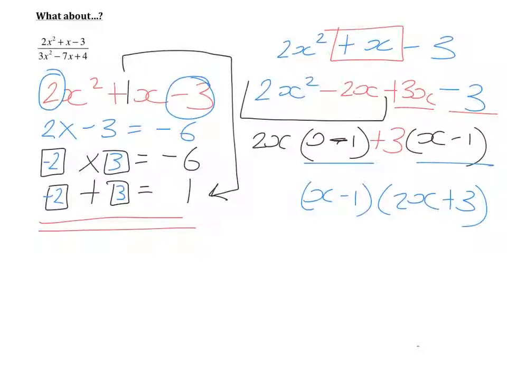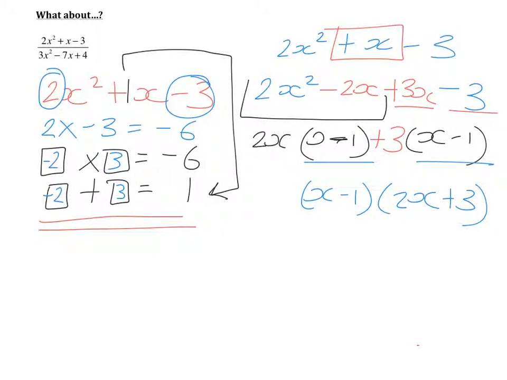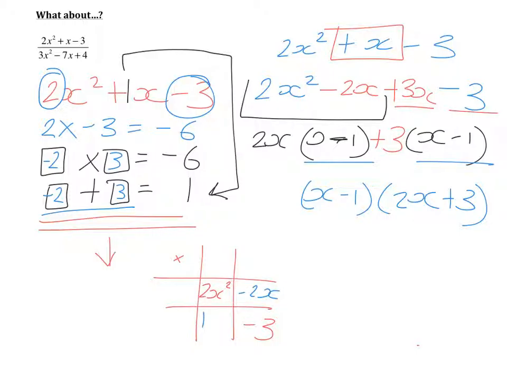Some people prefer to do this using the grid method. So for instance, from this stage here, some people prefer to draw out a grid, a little multiplication grid. The top left-hand corner of the grid has the 2x squared term in it. This part has the negative 3. And then using the negative 2 and the 3 from here, we write negative 2x and positive 3x. We could do the negative 2x and the positive 3x in either of the two empty boxes. It doesn't matter which order we do that in.